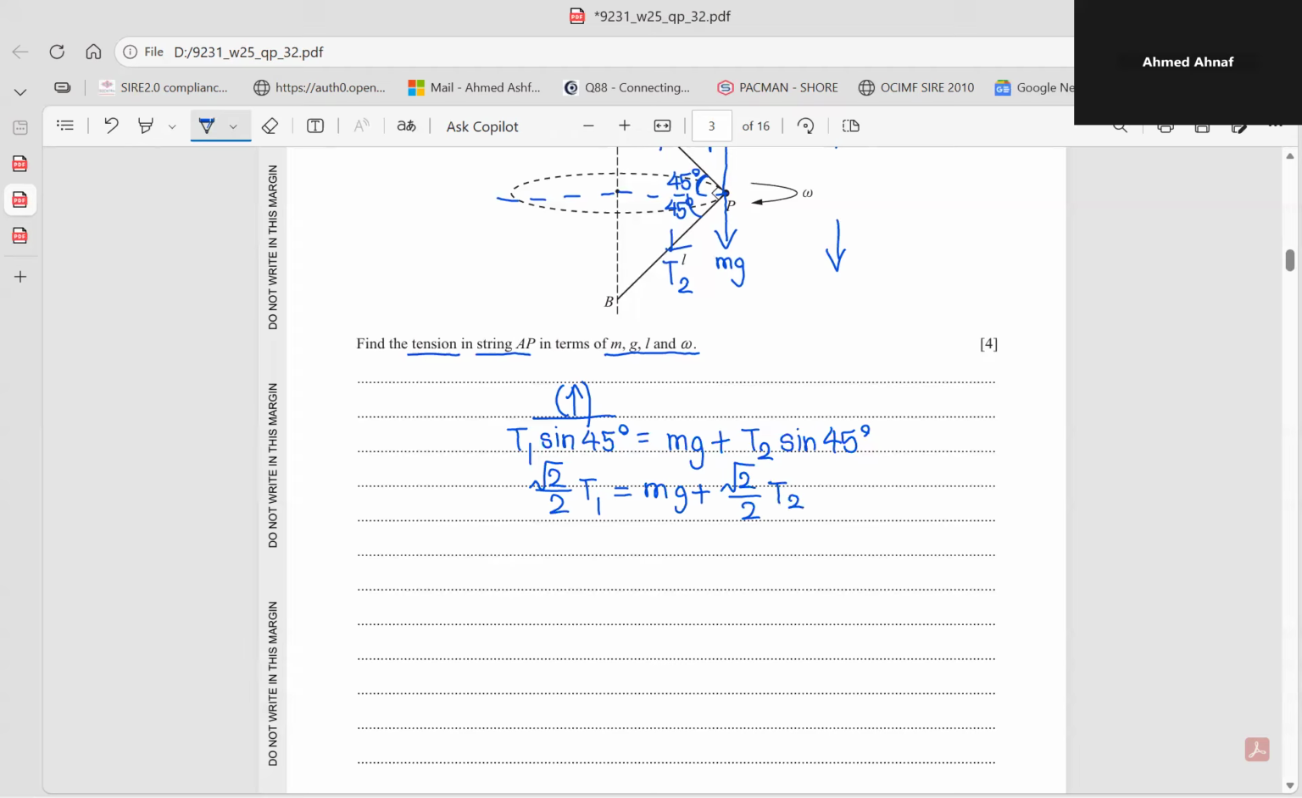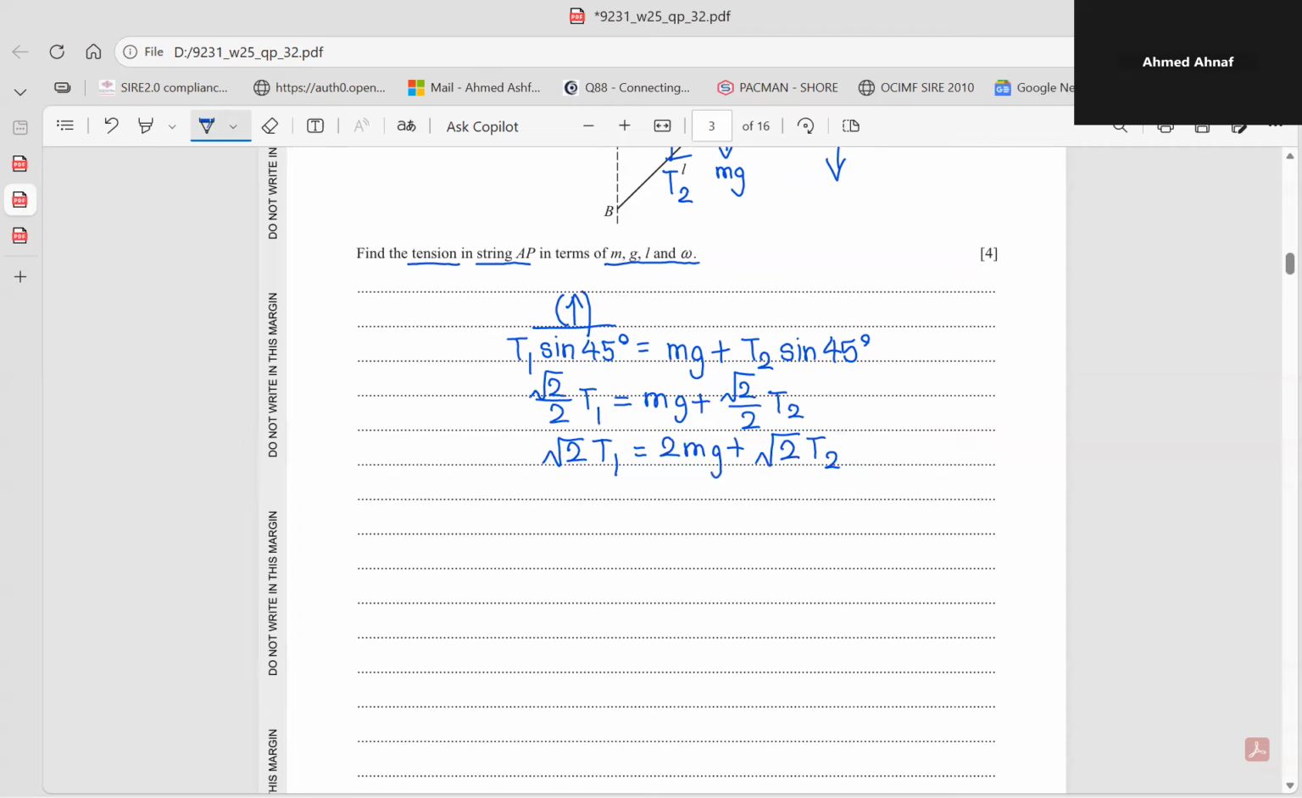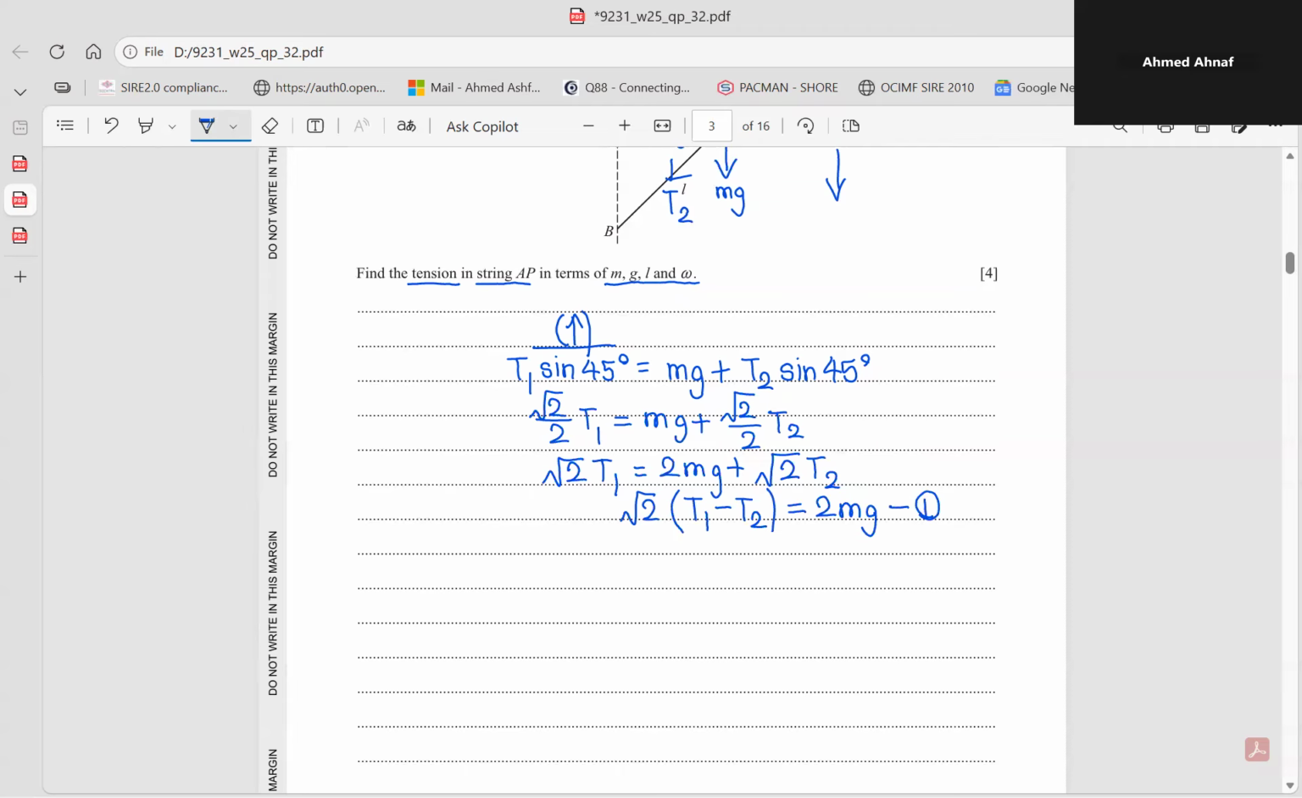Let's multiply by 2 on both sides. So square root 2 T1 equals 2mg plus square root 2 T2. For tidiness' sake, we'll move the T2 over to the other side. Then you'll get square root 2 T1 minus square root 2 T2 equals 2mg. That's your final equation, our first equation using the fact that the vertical forces are in equilibrium.